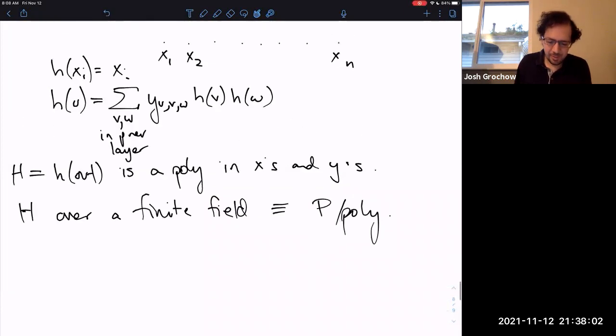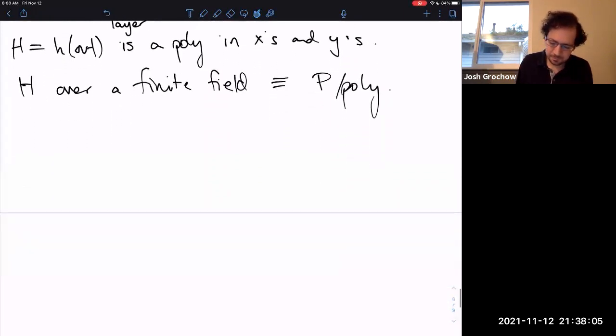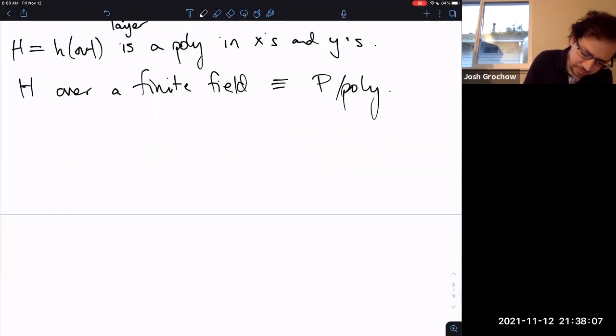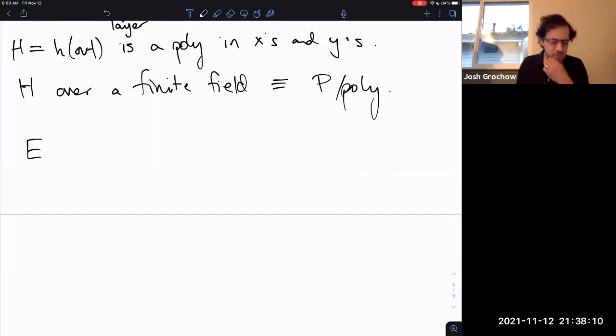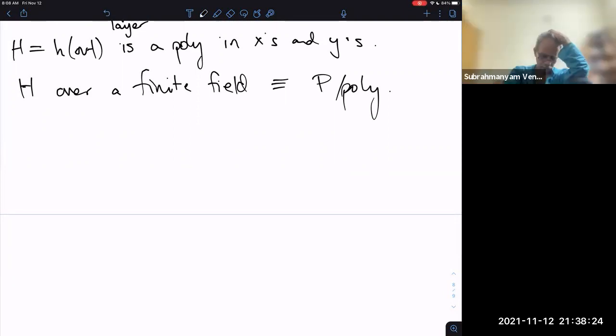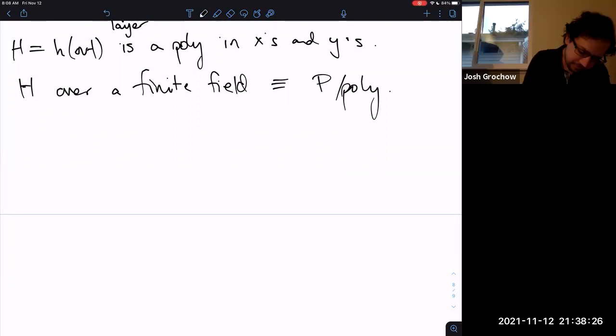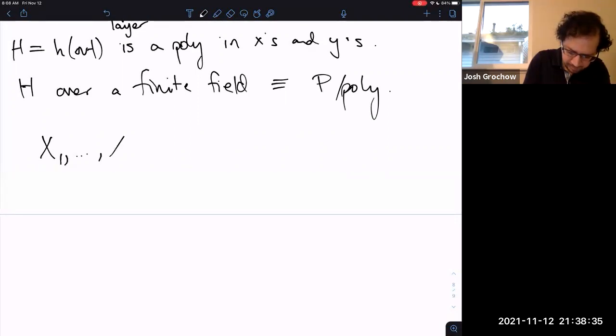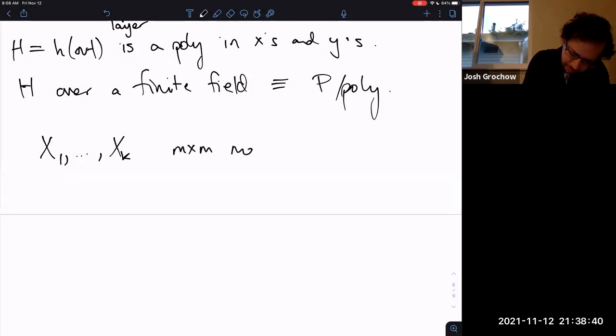Okay, and then the function E is designed to capture NP. E is a bit more interesting. So E is, you imagine that you have K matrices. So these will be K m by m matrices.